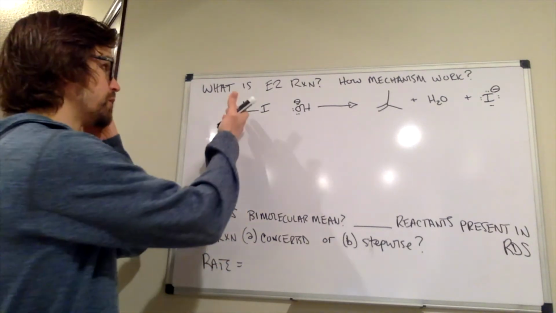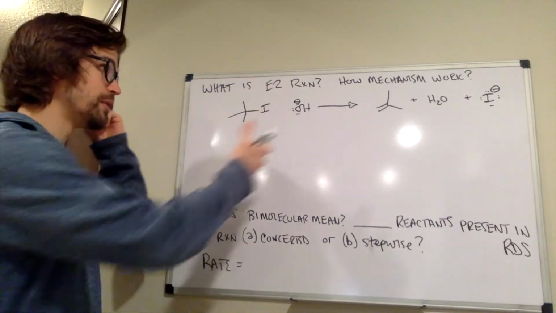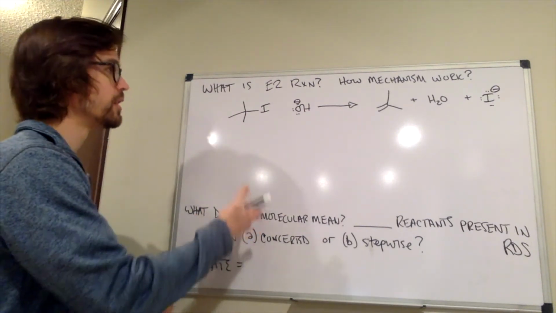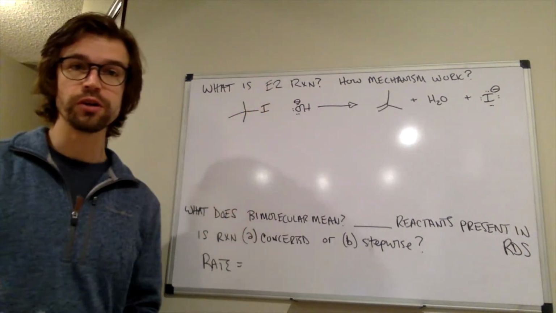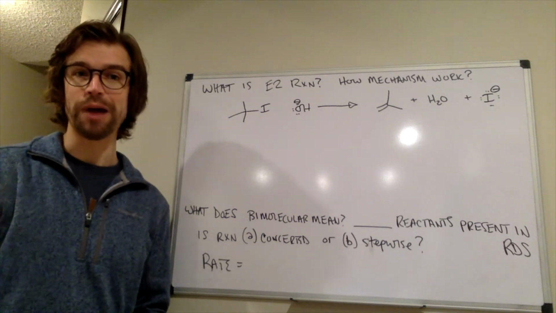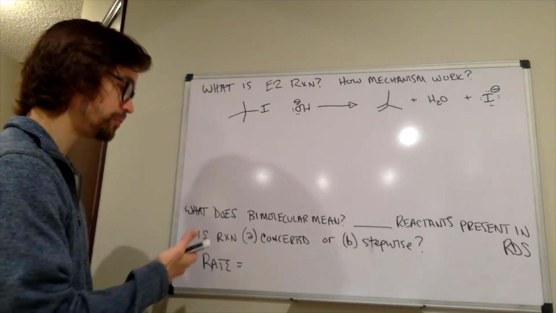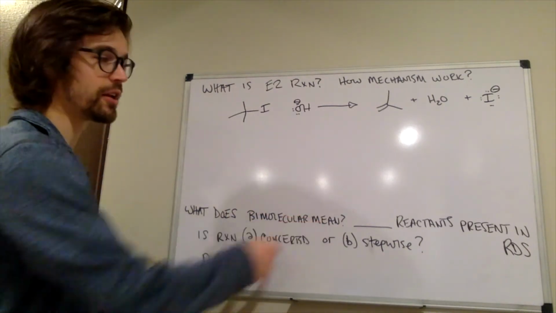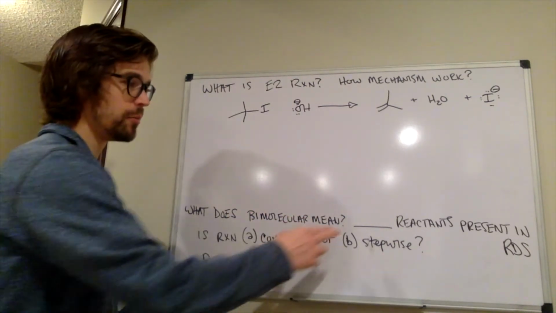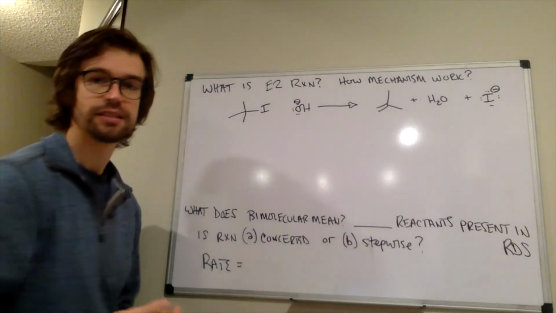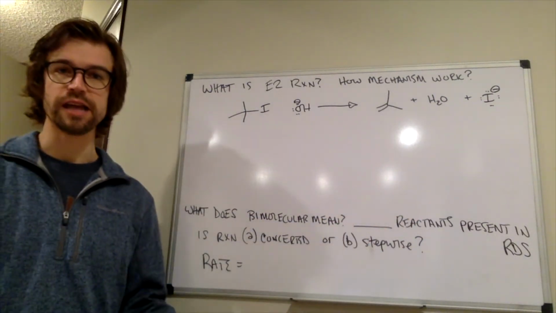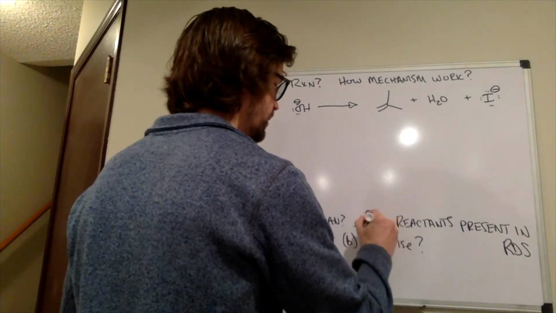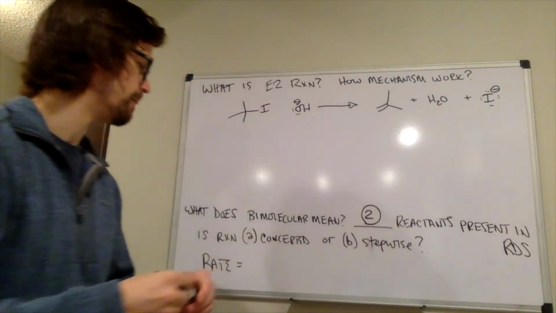Like the first question here, what is an E2 reaction? How does the mechanism work? What does the 2 stand for? The 2 in SN2 stood for bimolecular, and still stands for bimolecular here. What does bimolecular mean though? Blank reactants present in the rate determining step. Bimolecular 2, so there are 2 reactants present in the rate determining step.